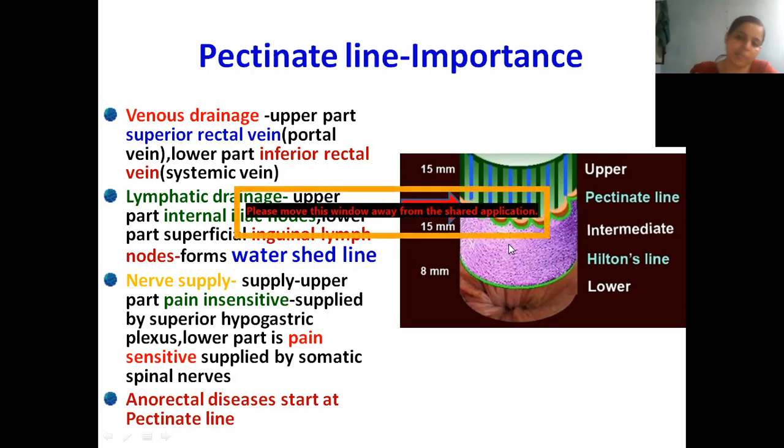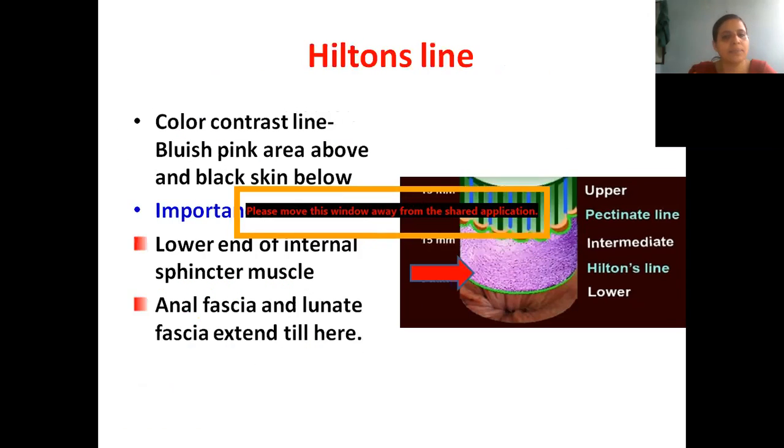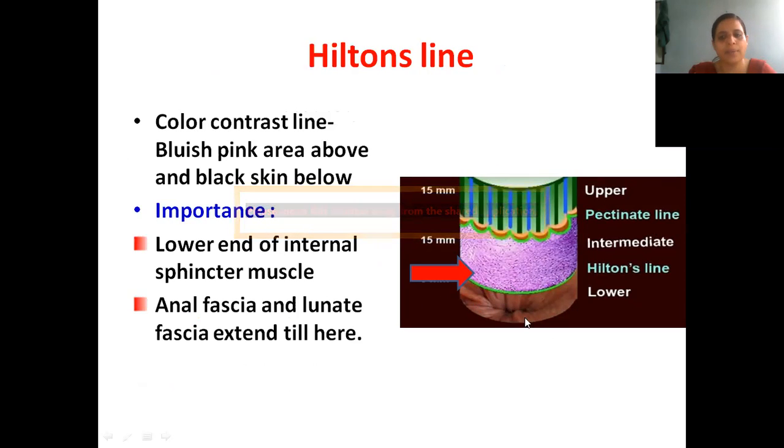Anorectal, that means what? The diseases which are related to the rectum and anus. So this is Hilton's line. This color contrast line, when you look into the cadaver or in the real body while doing some surgery, you will see this line looks bluish pink above and black skin below. So it shows the importance of this white line of Hilton.